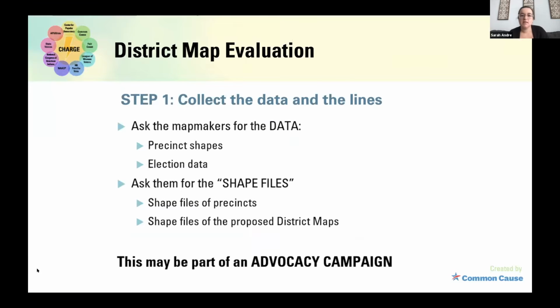So step one will be to collect the data and the lines. The most important thing that you can do for step one is to ask the map makers for the data, and that includes the precinct shapes and the election data. And it is very important to ask for them as shape files. Shape files are data files that contain the boundaries for a particular area. They are used for mapping, and we can combine those with census data to get an understanding of how many people are within a certain proposed district. And combining election data and precinct data, we can see what the election results are for particular precincts. So it's highly important to ask for shape files. That way, more so certainly than PDFs or even Excel files, we can truly understand the nitty gritty of what we're looking at.